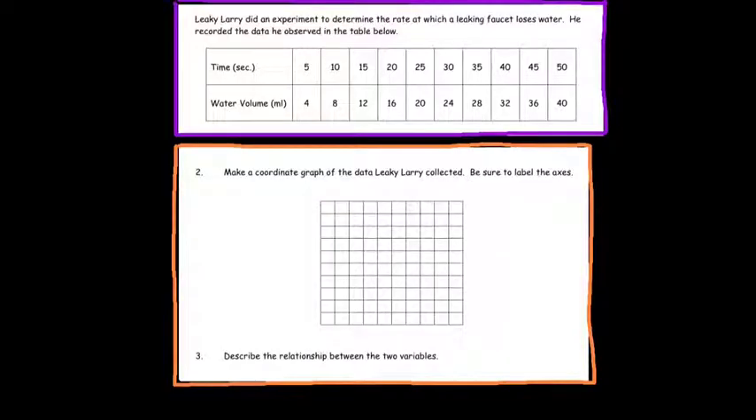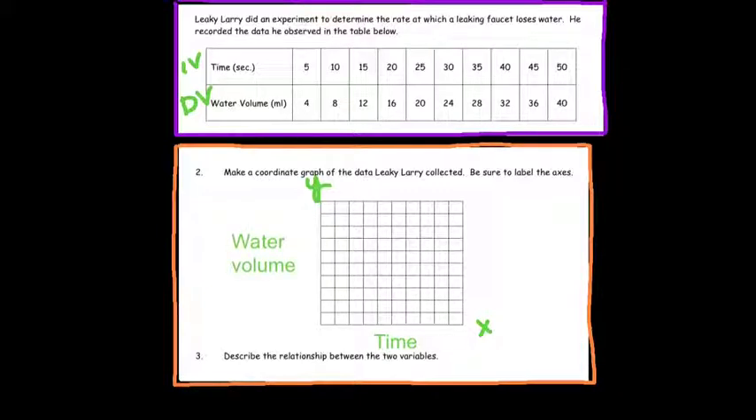We're going to start by graphing the data from this table onto this graph. Before we do anything, we're going to label our axes. Remember, the axis on the bottom is the x-axis, and the axis that goes vertically is the y-axis. We're also going to label them with our independent and dependent variables and number them. The x-axis, or the independent variable, is the time, and the y-axis, or the dependent variable, is our water volume.